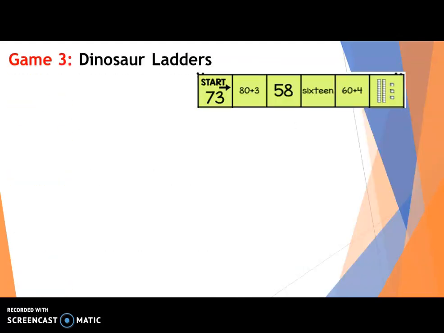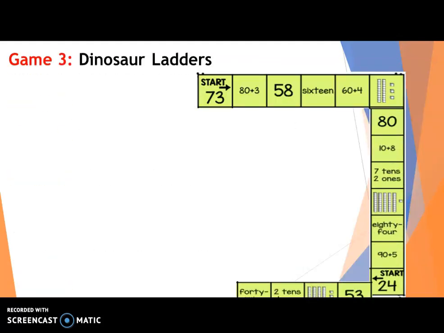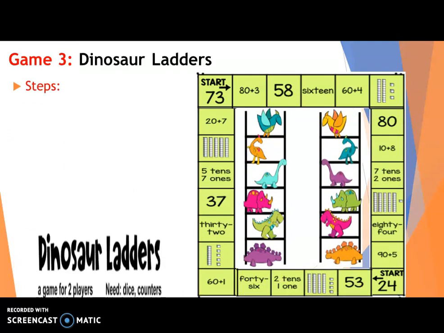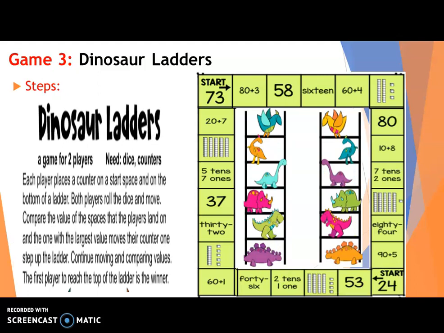Game 3, we have the dinosaur ladders. So we have here the ladder. Okay, so we need 2 players. Each player places a counter on his start space and on the bottom of the ladder. Both players roll the dice and move. Compare the value of the spaces that the players land on, and the one with the largest value moves their counter 1 step up the ladder. Continue moving and comparing values. The first player to reach the top of the ladder is the winner.